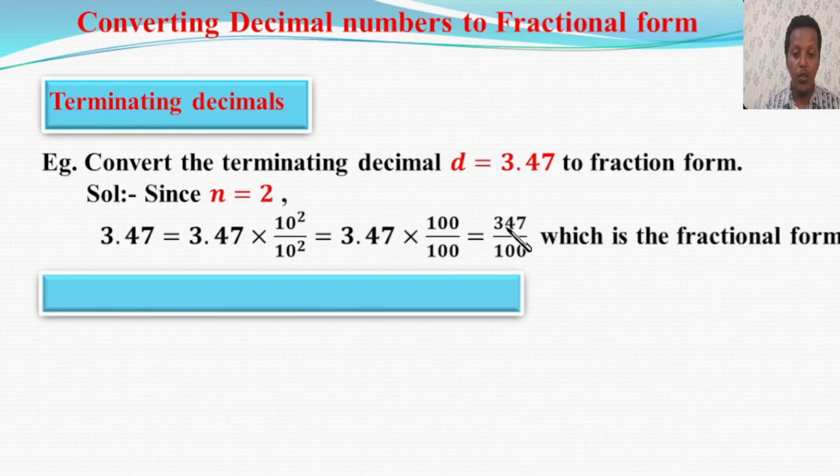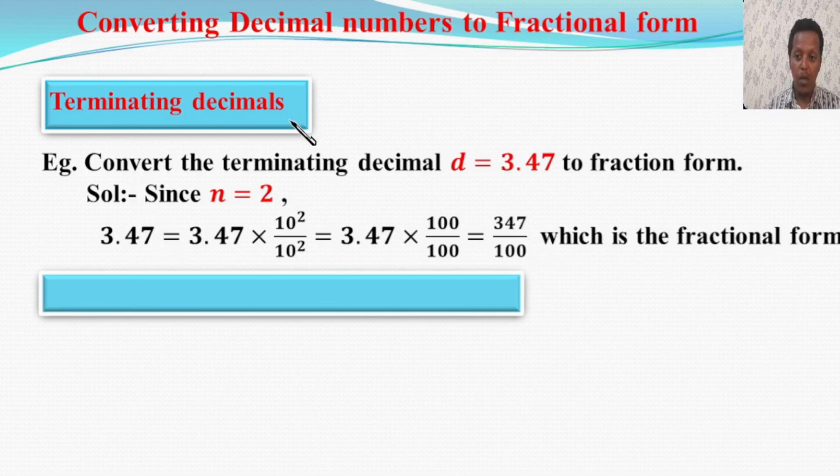So we get 347 divided by what? 100. So this is in the form of what? a over b. And this is in the simplest form, because the GCF of these two will be 1. They are relatively prime. 347 and 100 are relatively prime numbers. So this is the fractional form.